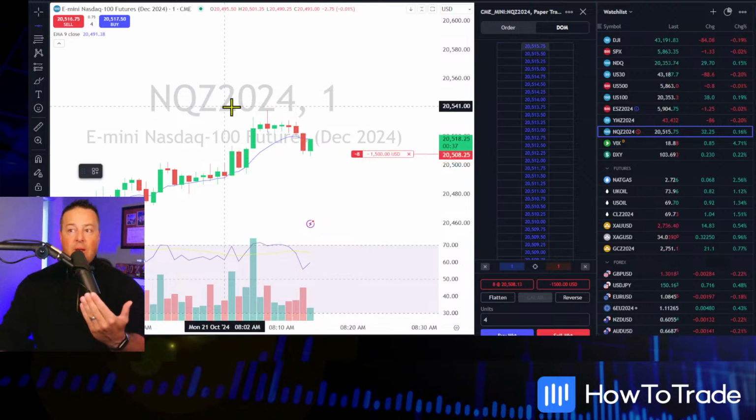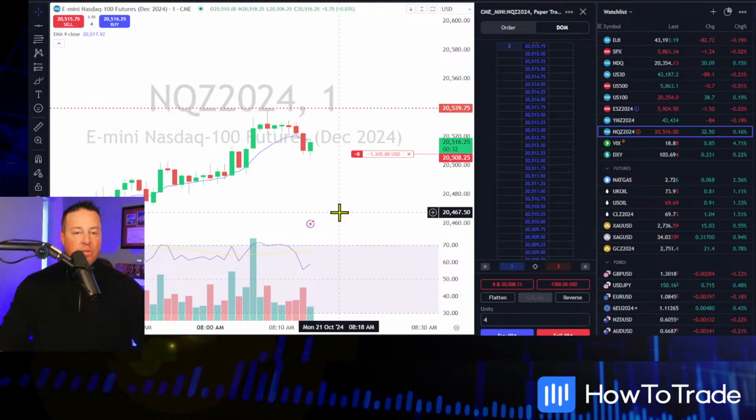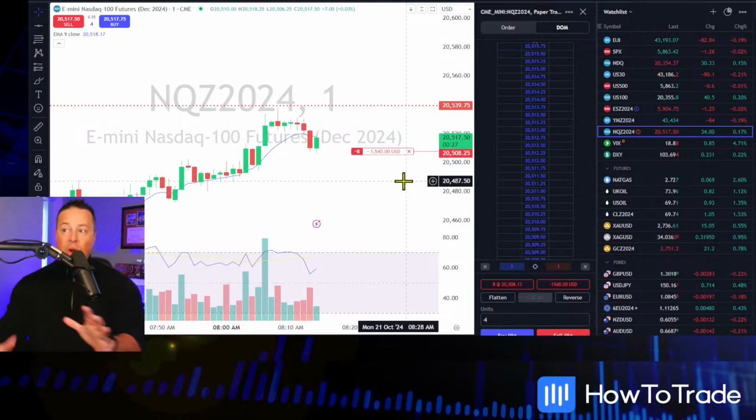Where's our stop loss going to be? It's going to be right above that swing high. So I put a few ticks above that swing high. Where's my profit target going to be? What do I want to get out of this? This is a tight scalp now. We're short right there from 20,508. Our stop loss is going to be up there at 20,539, something like that. So that's 31. It's a pretty big trade.